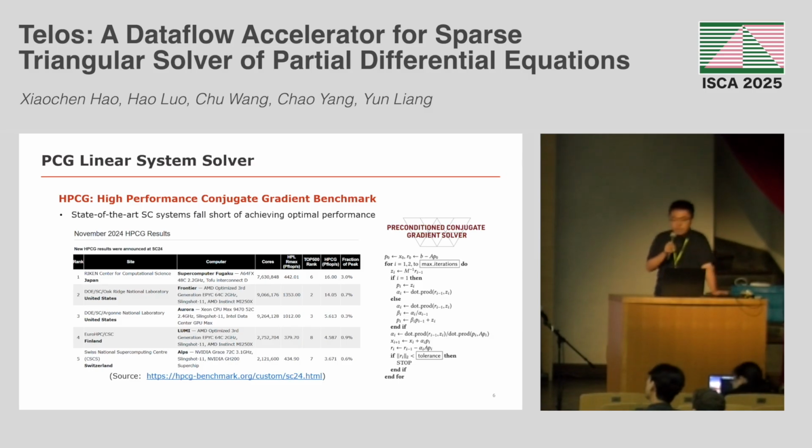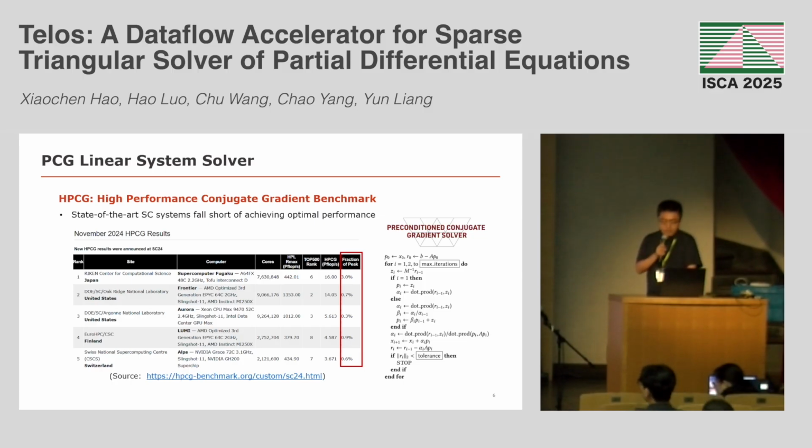Accelerating iterative solvers remains a significant challenge. HPCG is a common benchmark used to rank supercomputers. In the latest results, most systems achieve less than 1% of their peak performance, highlighting the limitations of the state-of-the-art software optimizations for general-purpose systems and emphasizing the substantial room for improvement through architectural specialization.